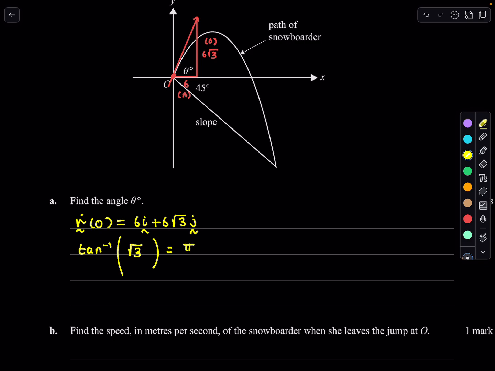So theta is pi on 3, which is 60 degrees, because we want it in degrees, by the way. Let me write it nicely. So tan of theta is root 3, which gives pi on 3, which is equal to 60 degrees. Done. Really nice question there.